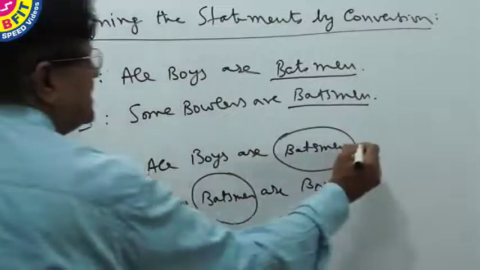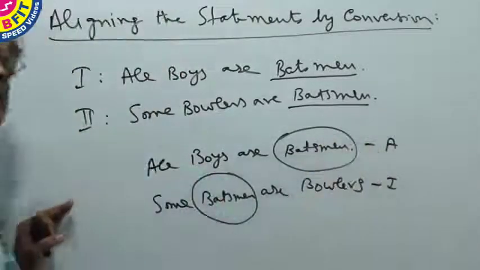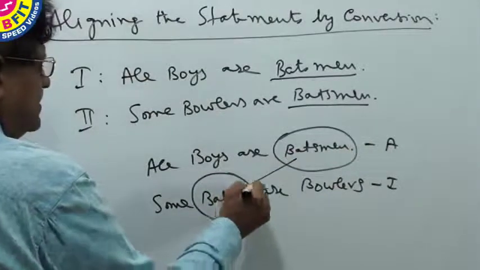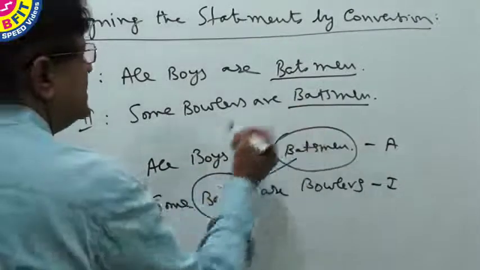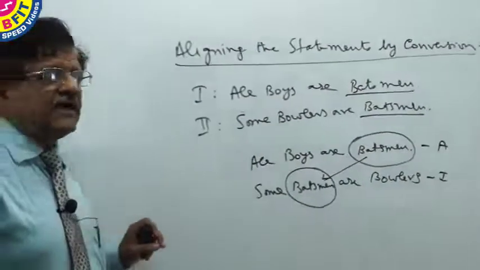This is A type statement, this is I type statement. You can draw some conclusion. This is by aligning the statement. This method is called aligning the statement by conversion, by changing the predicate of the second sentence into the subject of the second sentence.